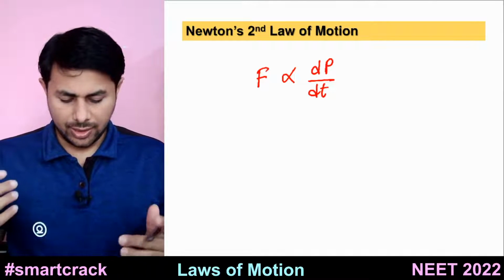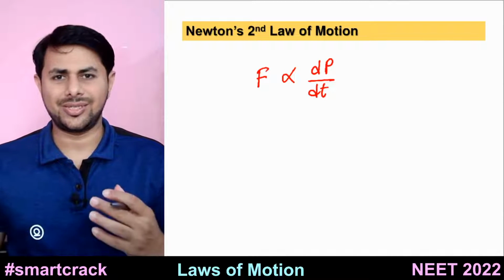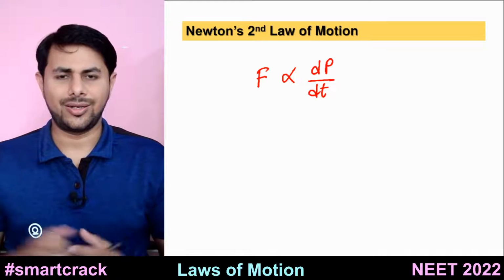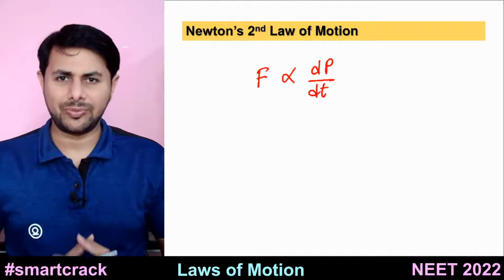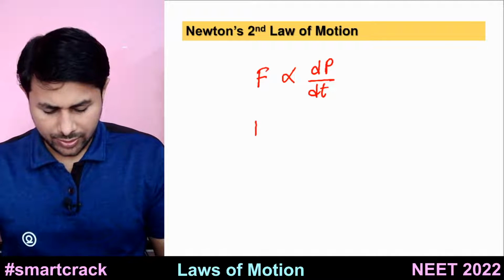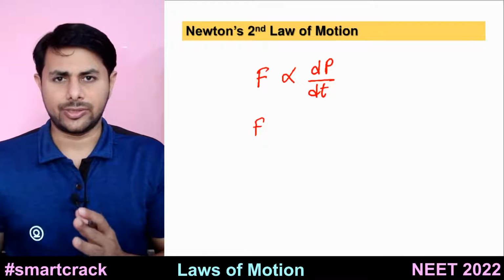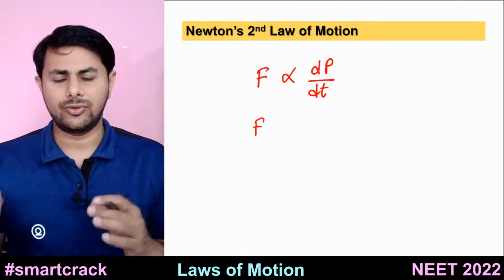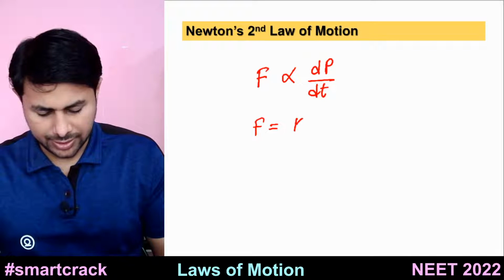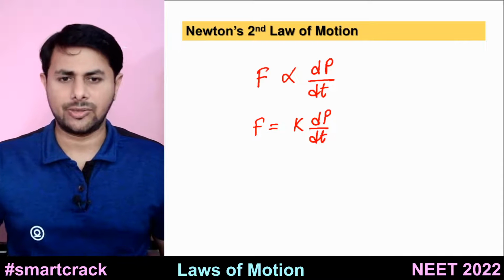And since there was no concept of force, or no measure to quantify a force before Newton's laws, there will be some unit of force, right? So now I can write force is directly proportional to what? Rate of change of momentum. So it will be some constant k times change in momentum with respect to time.